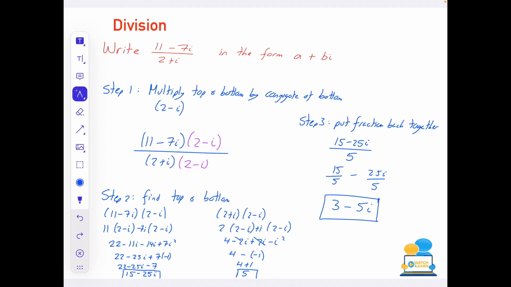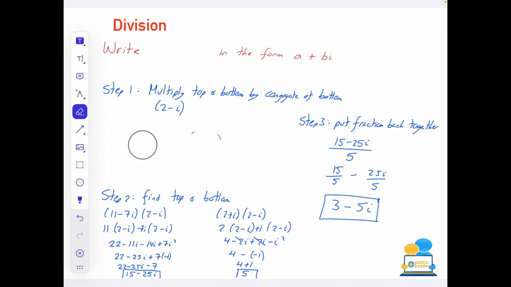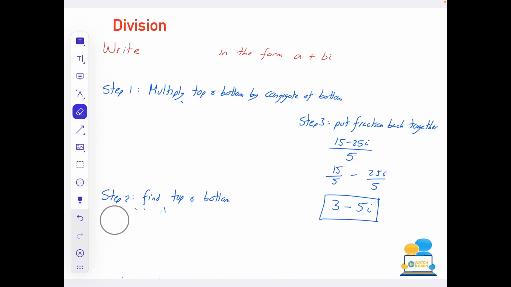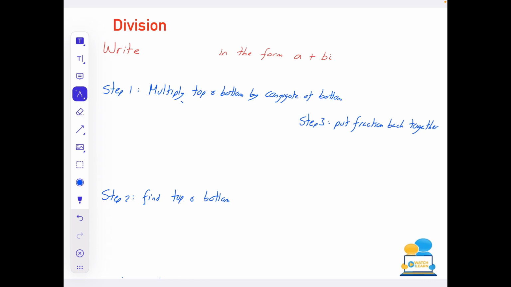Okay, now I'm going to do one more question on division just because it is such an important question. So I'm going to rub out most of this. I'm going to change the question, but I'm going to leave the steps in there to guide you. Okay, and your new question is 3 minus i divided by 2 minus 2i. I want you to follow those steps. I'm going to do it now.